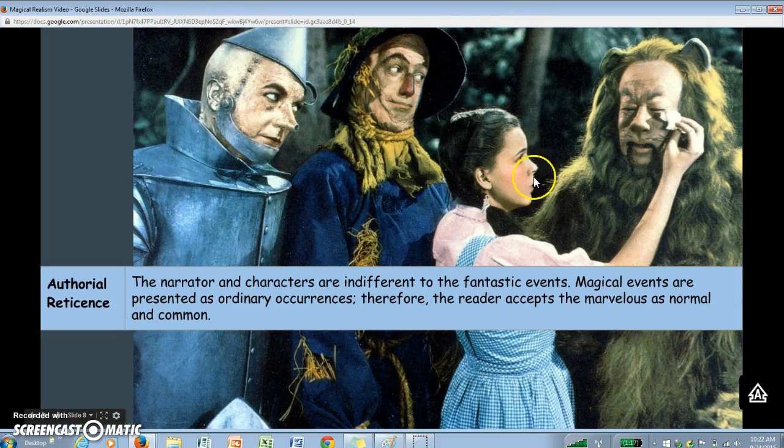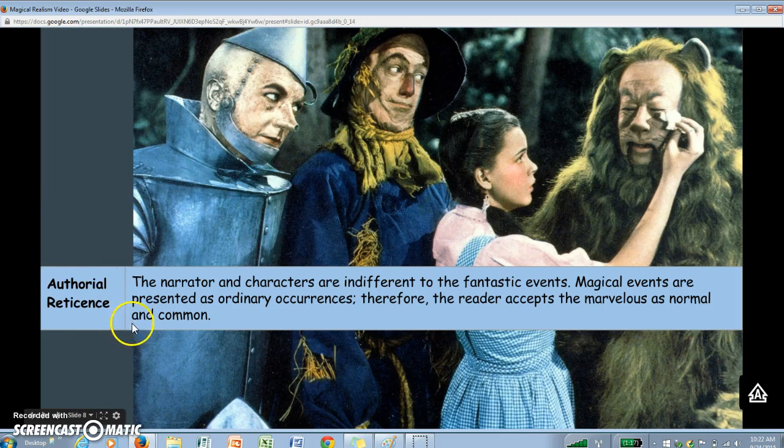Here we have Dorothy wiping the tears of a lion and standing beside a scarecrow and tin man who can talk, walk, think, and speak. She doesn't freak out about this. She doesn't run away screaming. She doesn't ask a lot of questions. She just accepts it to be true and interacts with them like they're everyday people.